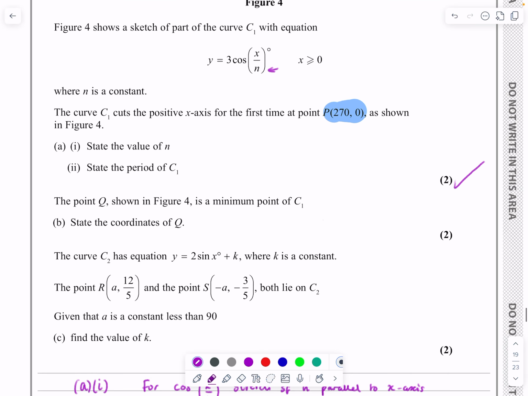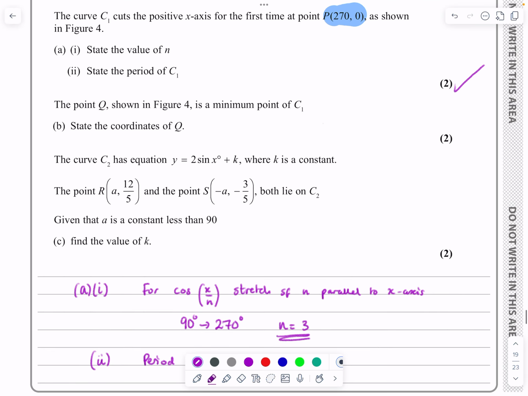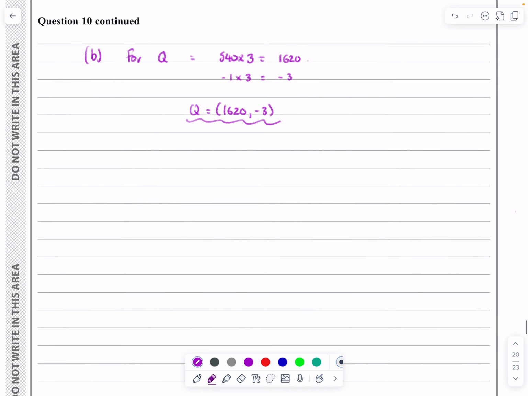Okay, on to the last part then. The last part, I'm going to use algebra rather than using any drawings, any graphs, any sketches here. And it's telling me that if I've got this function, y equals 2 sine x plus k, then this is a point on the graph, and this is a point on the graph as well. Well, if they're both points on the graph, then they're both going to satisfy the equation, y equals 2 sine x plus k. So what I should be able to do is to get a pair of simultaneous equations I can solve.